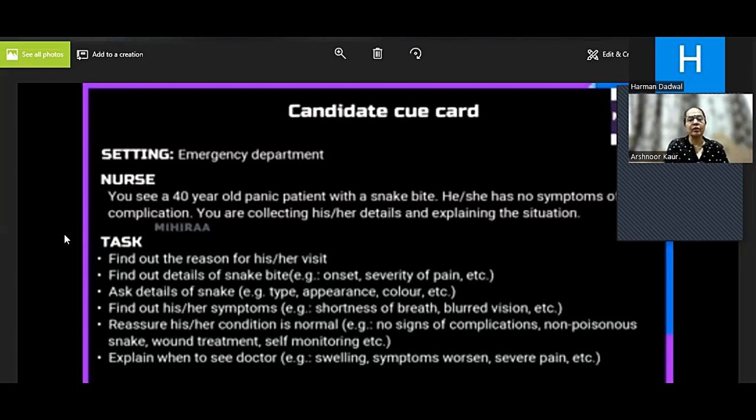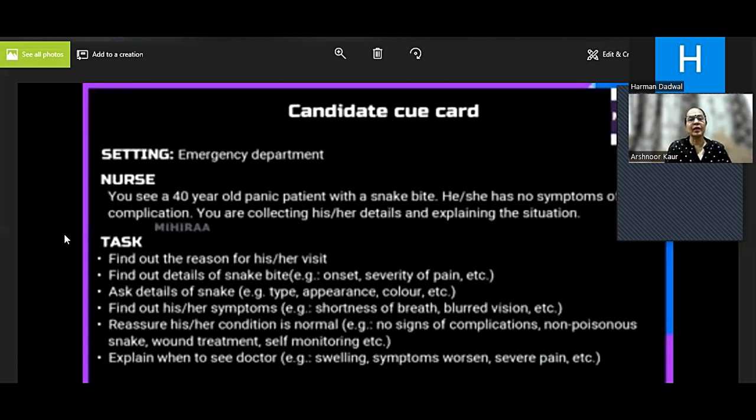Find out the reason for his or her visit. Then find out details of snake bite, for example, onset, severity of the pain. Then your next question could be, after making the patient comfortable, can you please elaborate a bit more to me? When did it happen? Meaning, when the snake bit the patient.